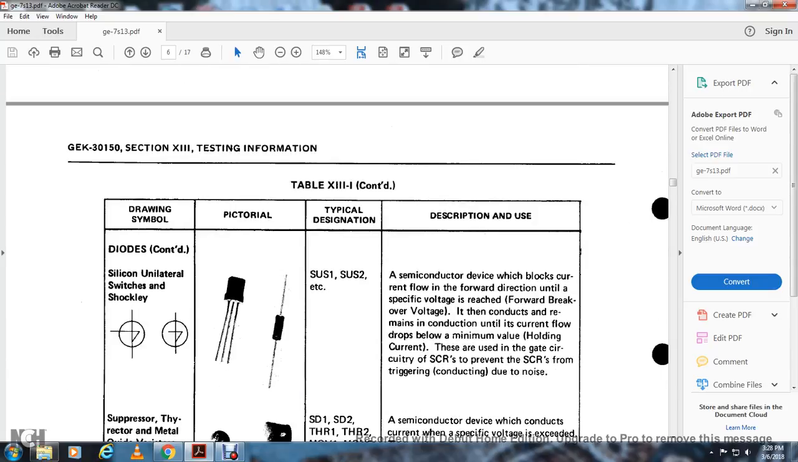Alright, diodes continued. Silicon unilateral switches, or Shockley. This shows a triangle filled in the center of the circle. The typical designations SUS1, SUS2 stand for silicon unilateral switches, or Shockley.